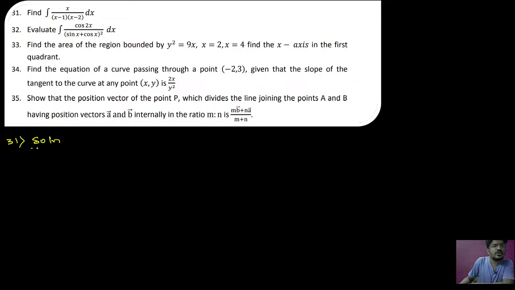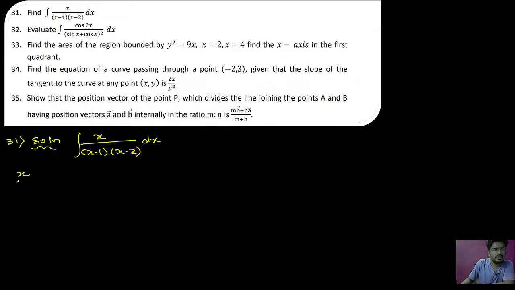Solution of the integration of x divided by (x minus 1) into (x minus 2) with respect to dx. So my dear students, here you can go with partial fractions, and otherwise you can also go with adjusting the plus 2 and minus 2. You have two methods, you can do with anything. So here I will go for partial fractions.